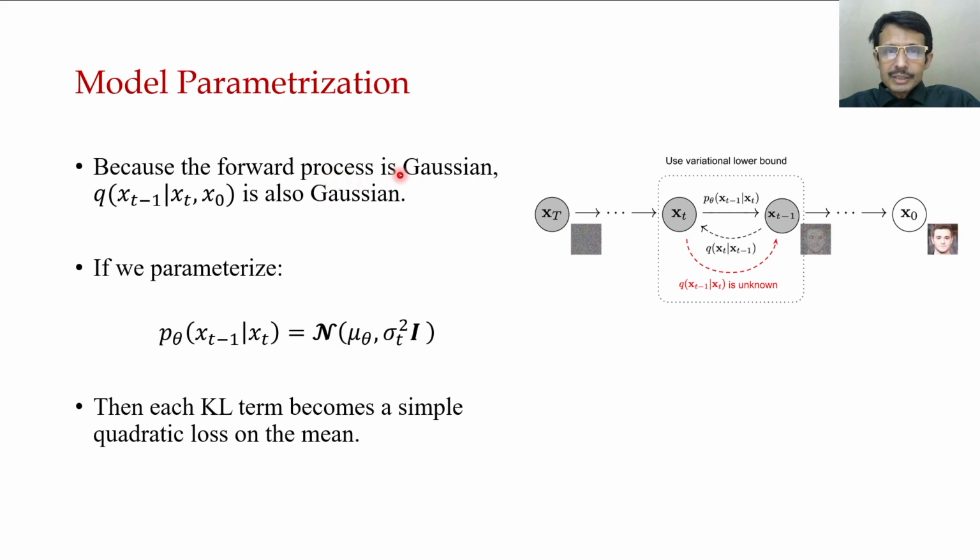Because the forward process is Gaussian, this q is also Gaussian. Since this is a Gaussian process, this must be a Gaussian. Now if we parameterize this p theta as a Gaussian with sigma square identity, then each k term becomes a simple quadratic loss. So this is where we parameterize the model. Given this setup.